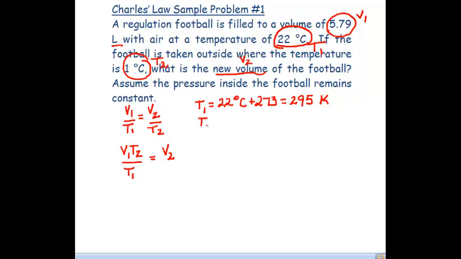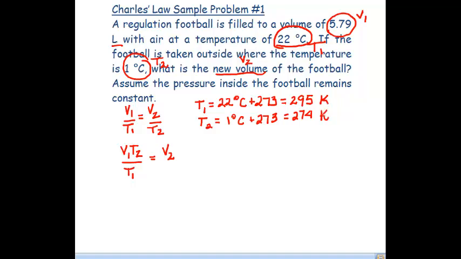T2, this one's pretty easy. T2, 1 degree Celsius plus 273. I think even Dave Turner can get this one right. 274 Kelvin.